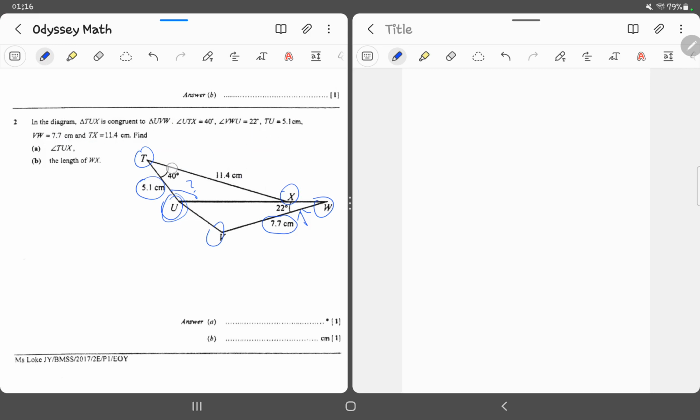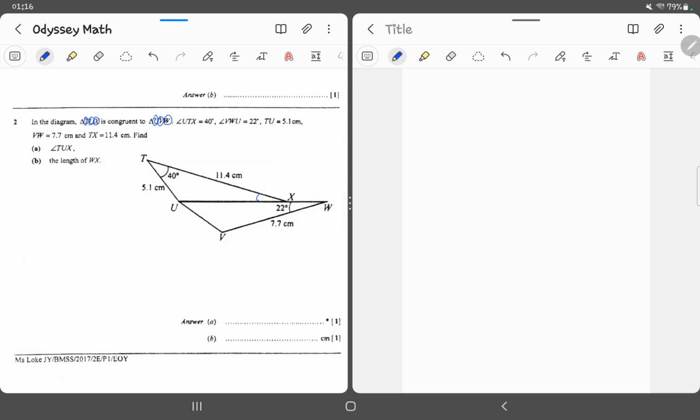So like I said earlier, this question is actually on congruency. So what you can do over here, there's a trick I can teach you. So how do I know what is angle TXU? We know that this triangle TUX is congruent to the triangle UVW. So let's do the order. Angle TXU is actually equal to angle UWV.